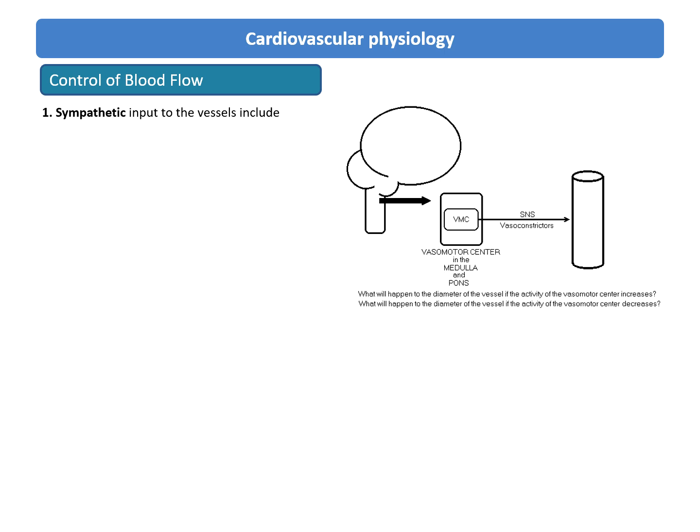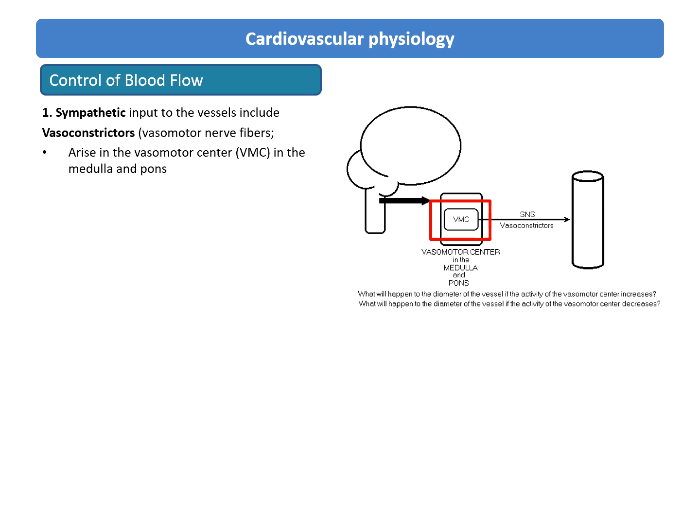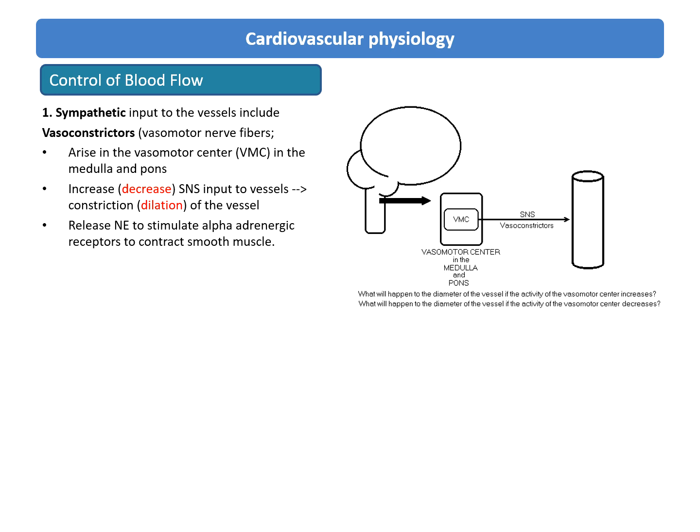Let's look at the sympathetic input to the vessels. It includes vasoconstrictors. These are also referred to as vasomotor nerve fibers. They arise from the vasomotor center in the medulla and the pons. They increase sympathetic input to the vessels, which causes constriction of the vessel. They function by releasing norepinephrine to stimulate alpha adrenergic receptors to contract the smooth muscle.